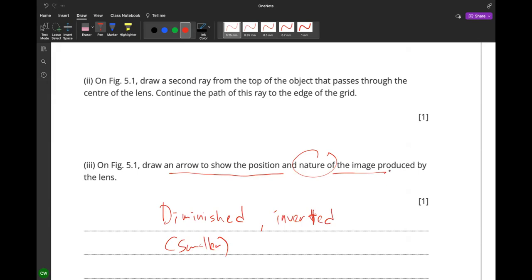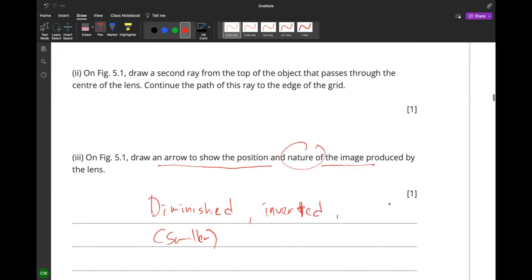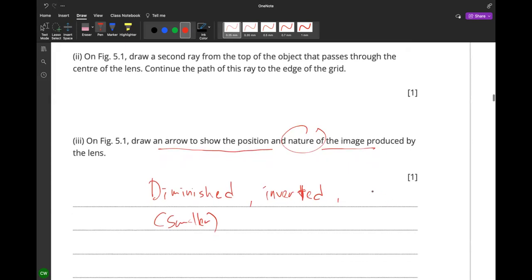Inverted means upside down. It's pointing down. And the last one, you have to talk about whether it's virtual or real. So this is virtual or real. This is called real. Why real?